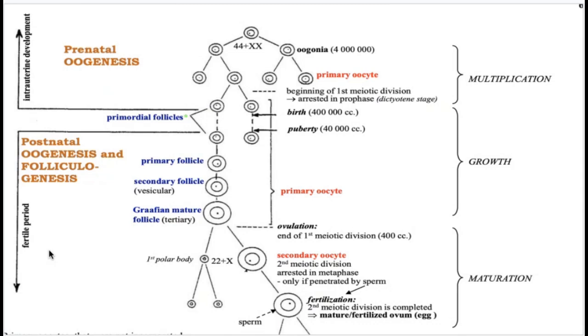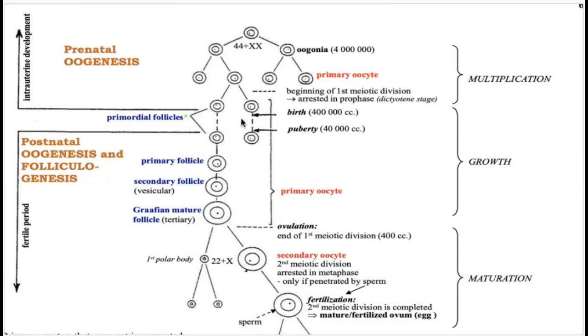So FSH is going to be released when a woman enters puberty, and FSH is going to act on the follicles and tell them basically, hey, it's time to grow, or it's time to start activating, if that makes sense, to allow the egg to grow and then allow ovulation to occur. So what does the FSH do? The FSH is going to cause the follicular cells to grow and proliferate.